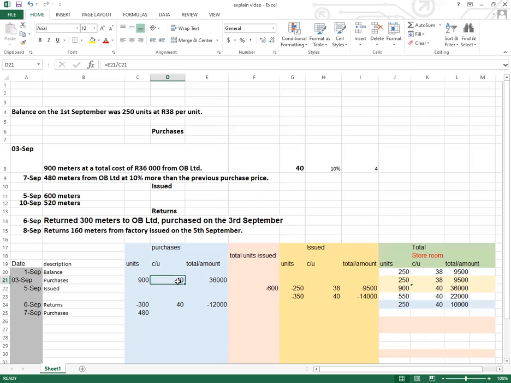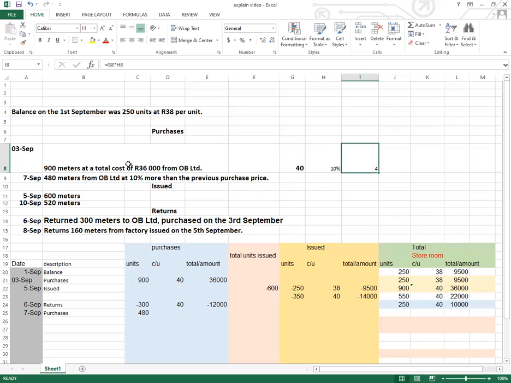Remember, how was the 40 rand calculated? 36,000 divided by 940, we get our cost per unit, ne? And then 40 rand, 10% of 40 rand is 4 rand. We are going to use your calculator. 40 rand times 10% times 10 over 100 is equals to 4, ne?